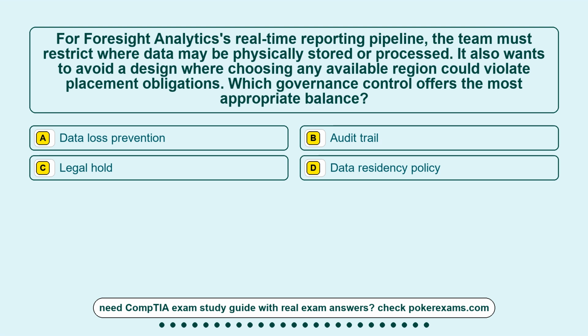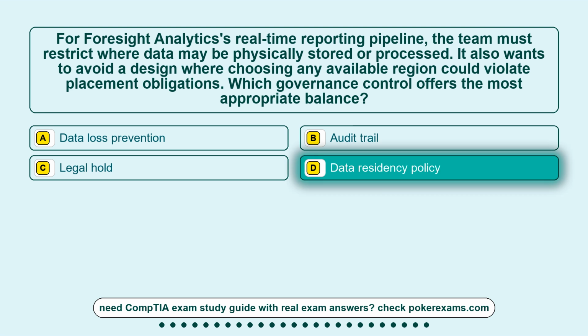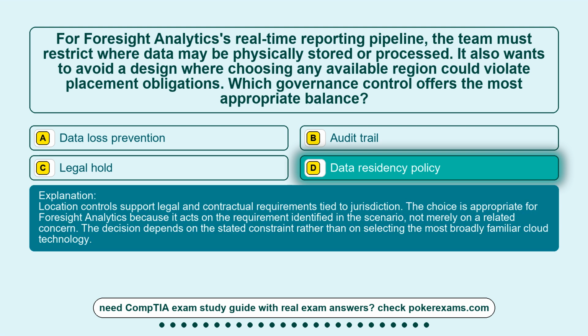Option A, a data loss prevention. Option B, audit trail. Option C, legal hold. Option D, a data residency policy. The correct answer is option D, data residency policy. Location controls support legal and contractual requirements tied to jurisdiction.